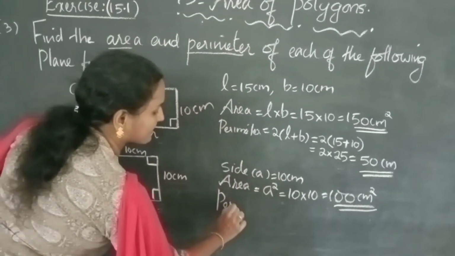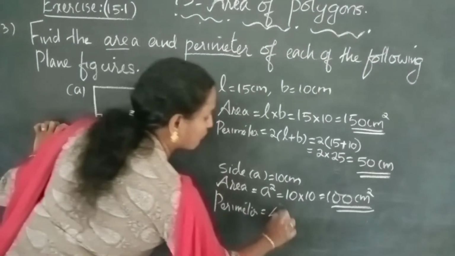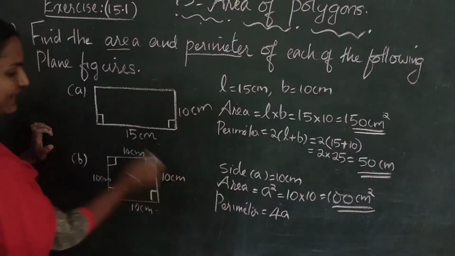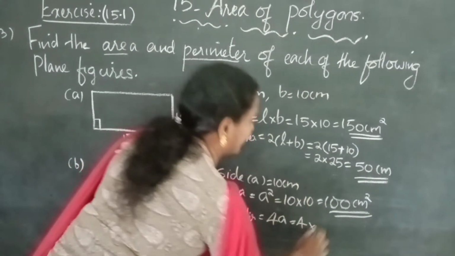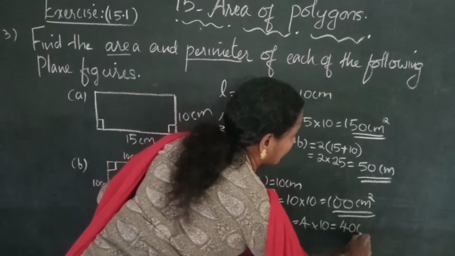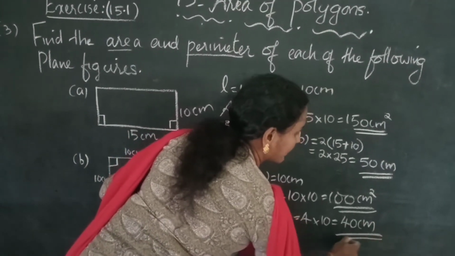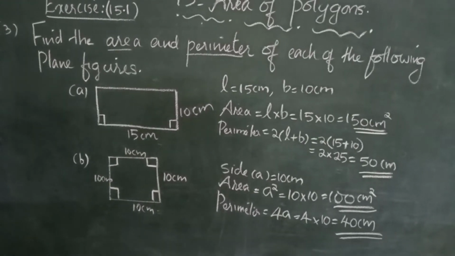Then perimeter. Perimeter is equal to 4A, the sum of all the sides, which is 4 into 10, where A is 10. 4 into 10 is equal to 40. The unit is centimeter, so 40 centimeter.